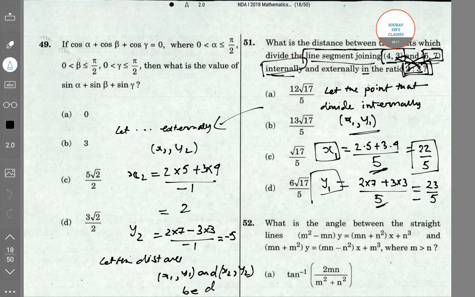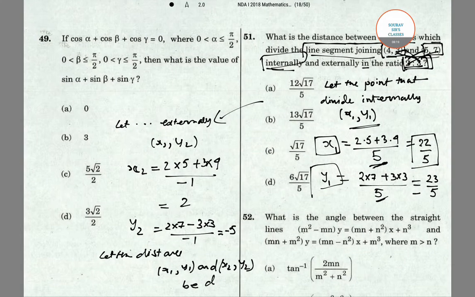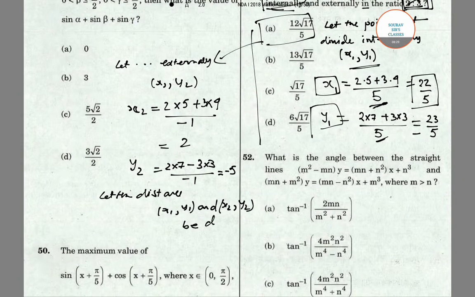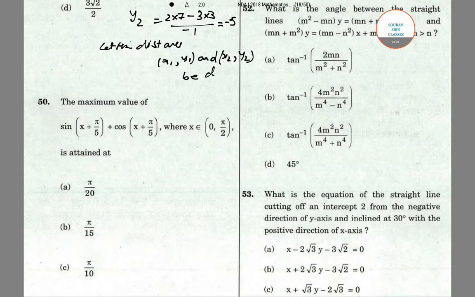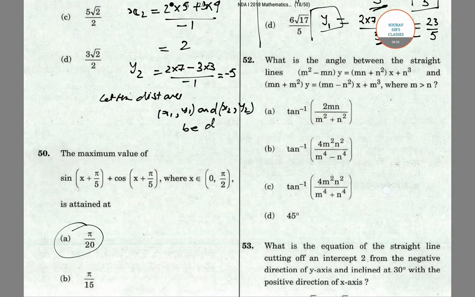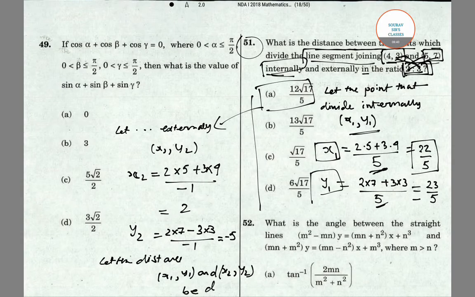Now I'll go back to the question again. We had four options, out of which we can see the right answer would be option A for question number 51. For question number 50, the right answer was A. For question number 51, also the right answer is A. So I hope you guys have understood this question.